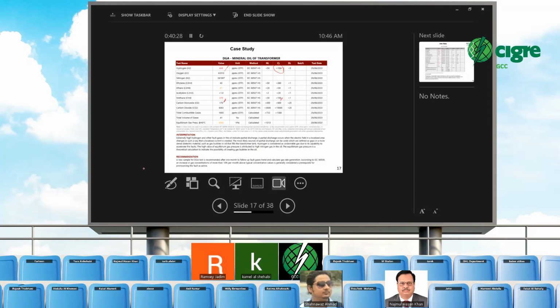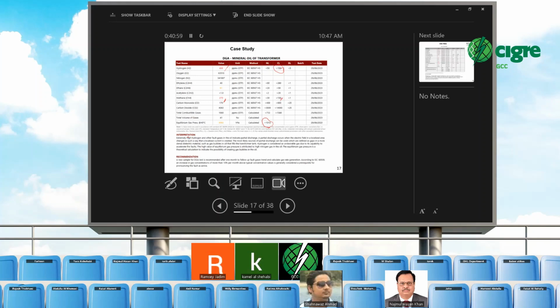And here the equilibrium gas pressure is very high because it should be less than the atmospheric pressure. This is the atmospheric pressure, hectopascal, or 1 atmosphere, it's the same thing. If the pressure inside the transformer is more than the outside, that means the possibility of generating gas bubbles is very high.